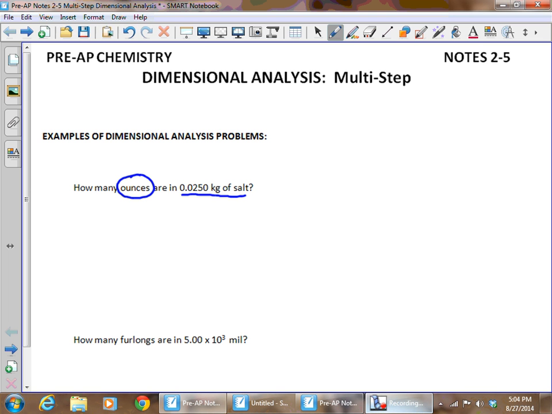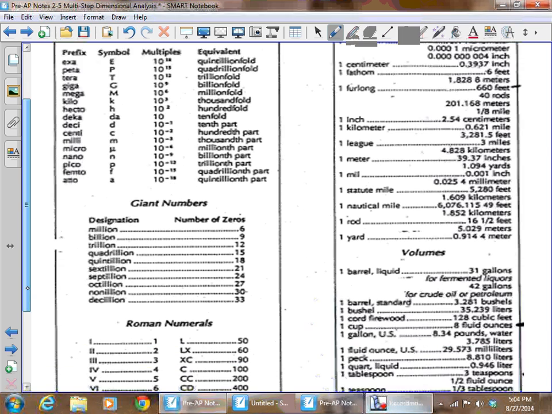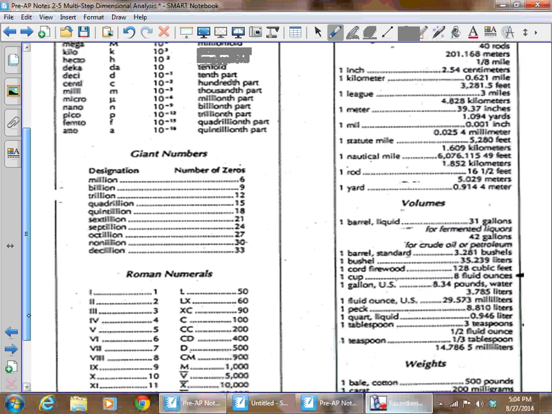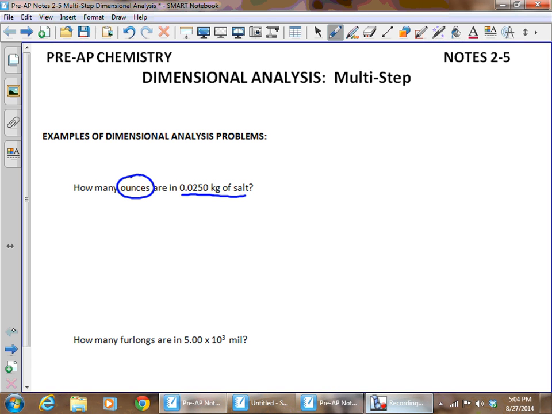Now, granted, you might be able to find one if you Googled it or something, but if you look at our conversion factor page over here, there's not a conversion factor that goes straight from kilograms to ounces. So what we're going to do is to figure out a pathway for how to get from kilograms to ounces. And we think about the things that we do have conversion factors for.